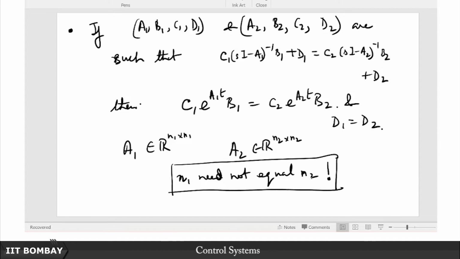In other words, there might be some pole-zero cancellation in one of the realizations and there may not be those pole-zero cancellations in the other realization. But nonetheless, if those transfer functions agree, when you get the transfer function from the state space realization, we will both get the same transfer function. So here is the thing.